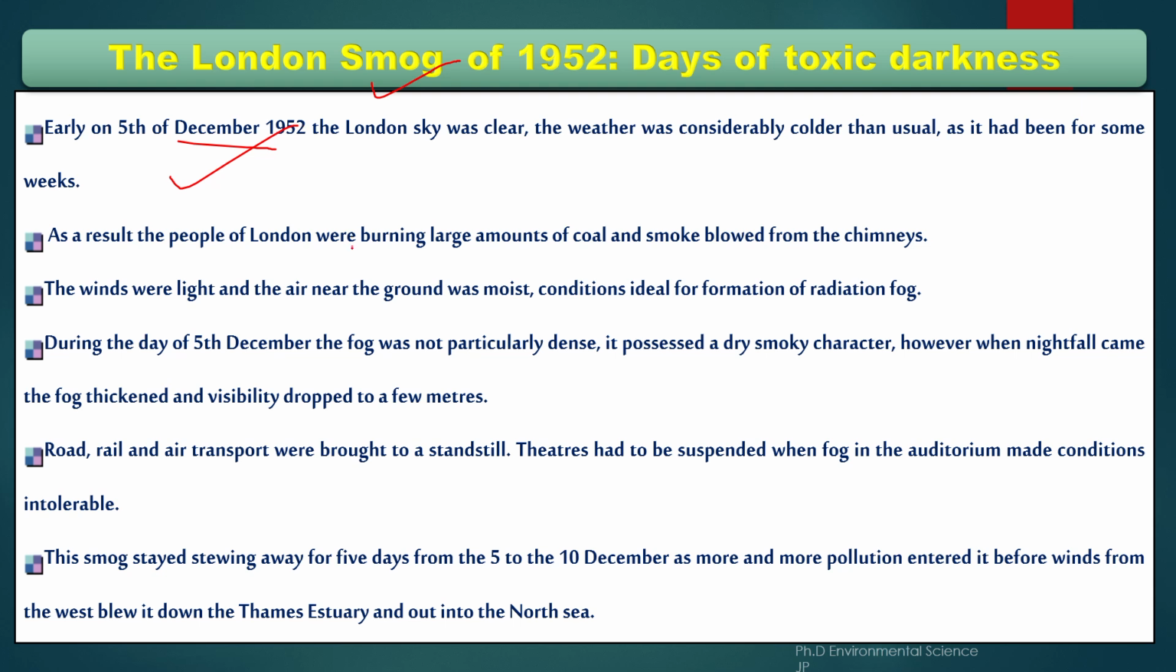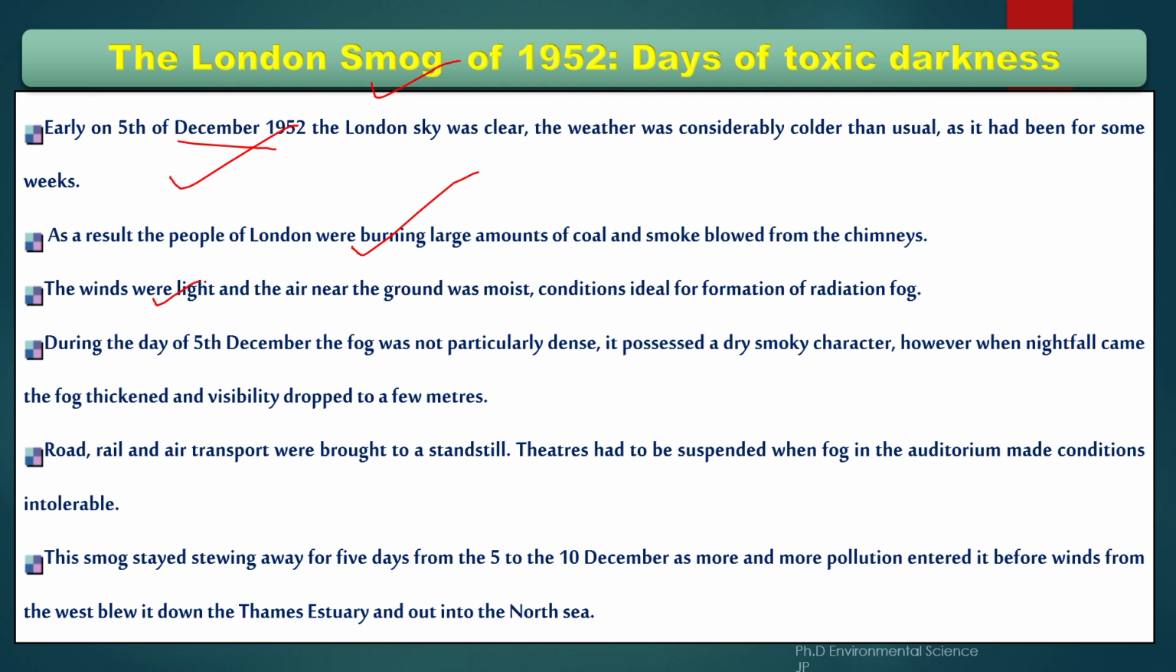As a result, residents of London burnt large amounts of coal, releasing vast quantities of smoke and pollutants into the atmosphere. The smoke from household chimneys contributed significantly to air pollution. The winds were light, meaning that there was very little atmospheric movement to disperse the pollutants. So the pollutants were concentrated in one place.